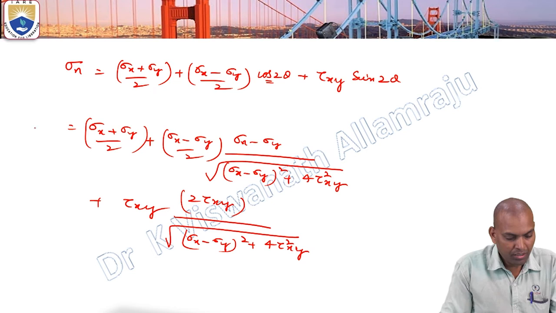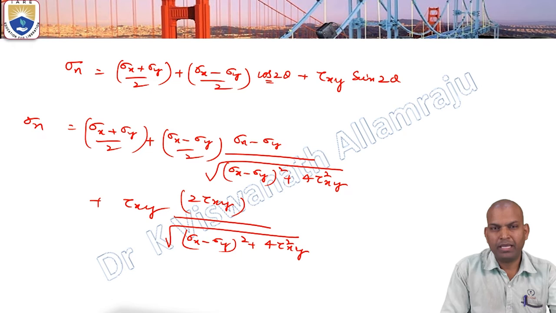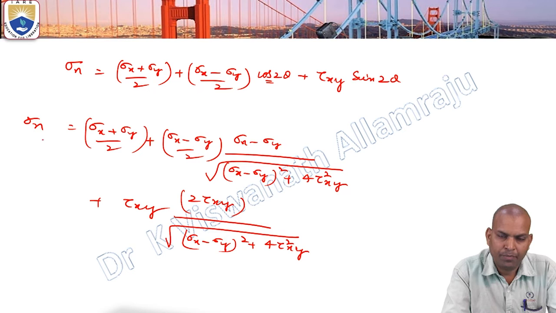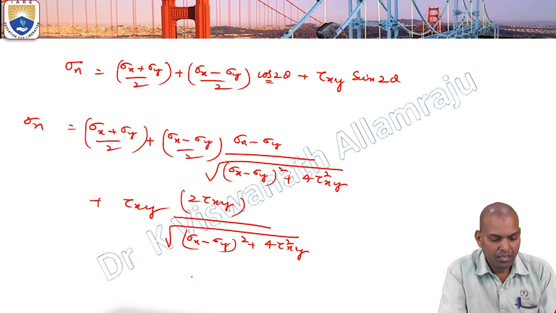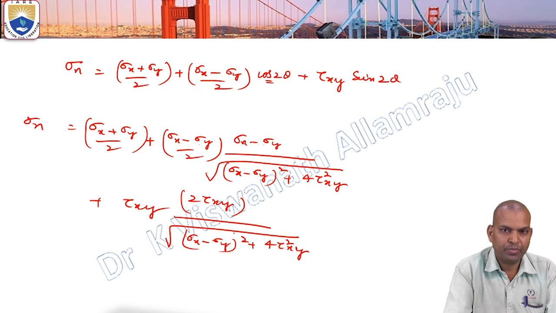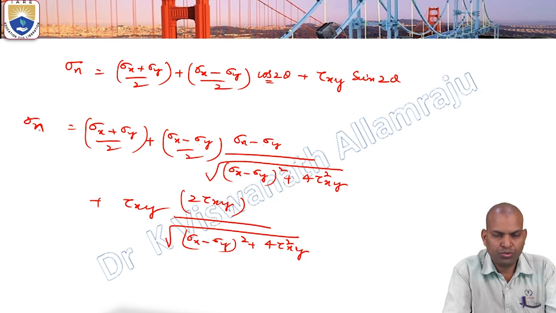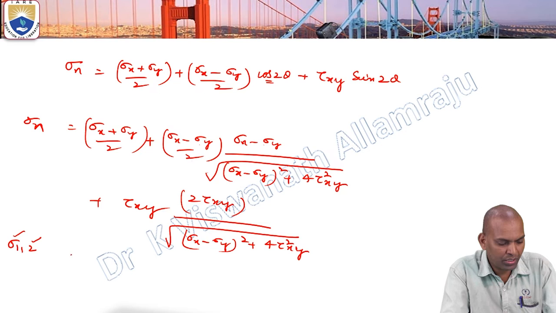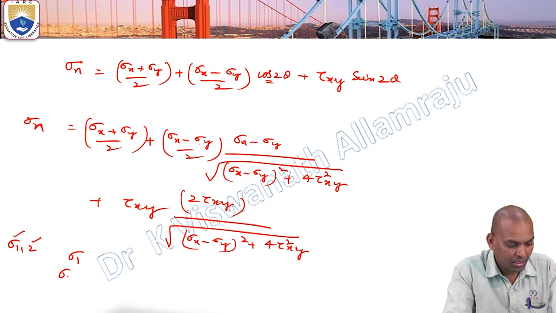So from this equation, we can find the major and minor principal stresses, that is, the maximum principal stress and minimum principal stress. If we simplify it, making the LCM and simplifying, we can get the values of sigma 1 and sigma 2. That means sigma 1 is the major principal stress or maximum principal stress, and sigma 2 is the minimum principal stress.